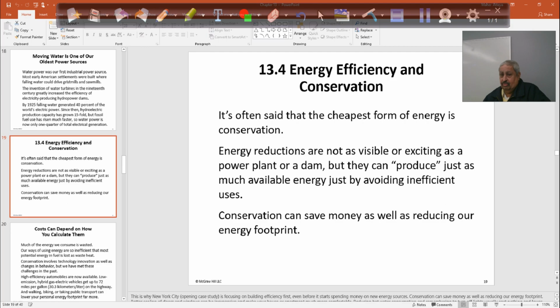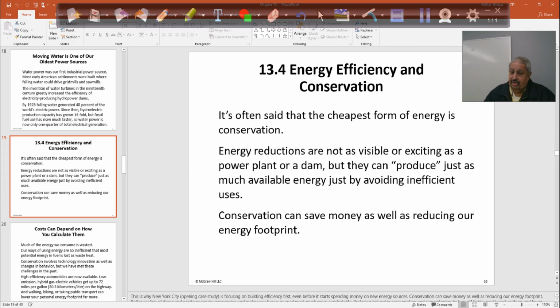Energy efficiency and conservation. It's often said that the cheapest form of energy is conservation. That's always true. And that's what you can utilize in solar energy. Solar energy can be kept in batteries for a long time, and you can use this energy whenever it's needed. You can take it from the sun during the day, and then use it at night or on any other cloudy day. You can use this type of stored energy here.